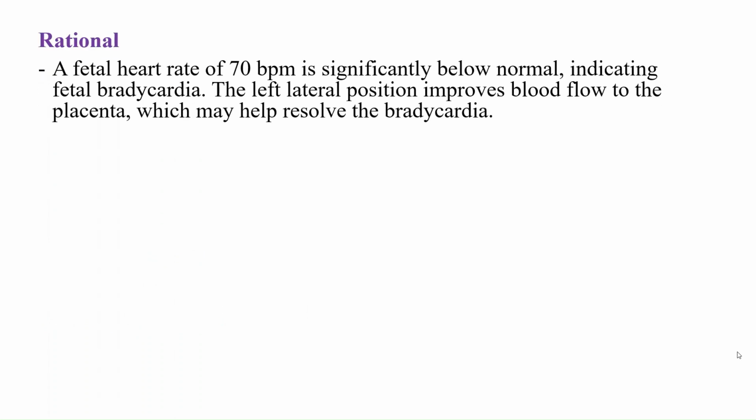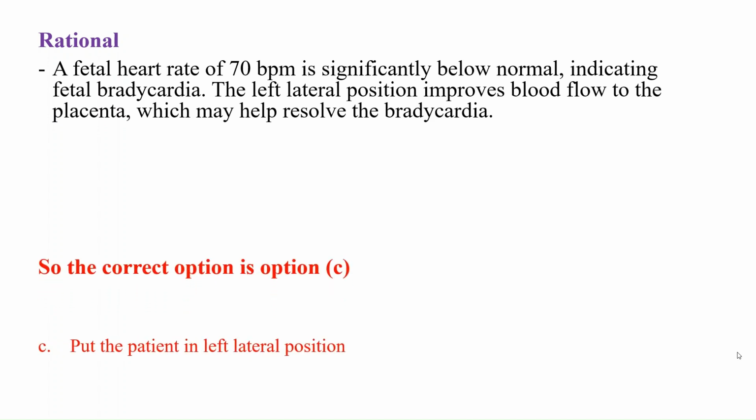A fetal heart rate of 70 beats per minute is significantly below normal, indicating fetal bradycardia. The left lateral position improves blood flow to the placenta, which may help resolve the bradycardia. So the correct option is option number C. Put the patient in left lateral position.